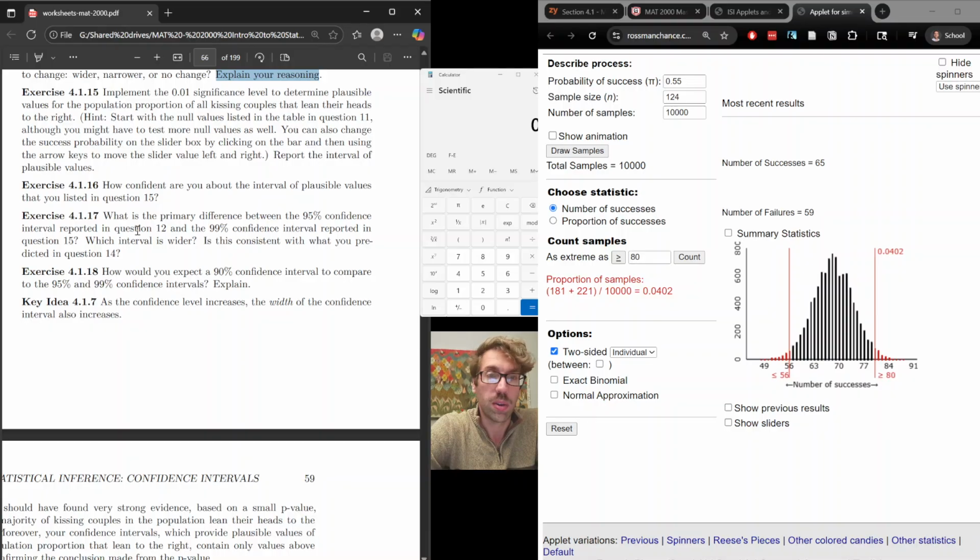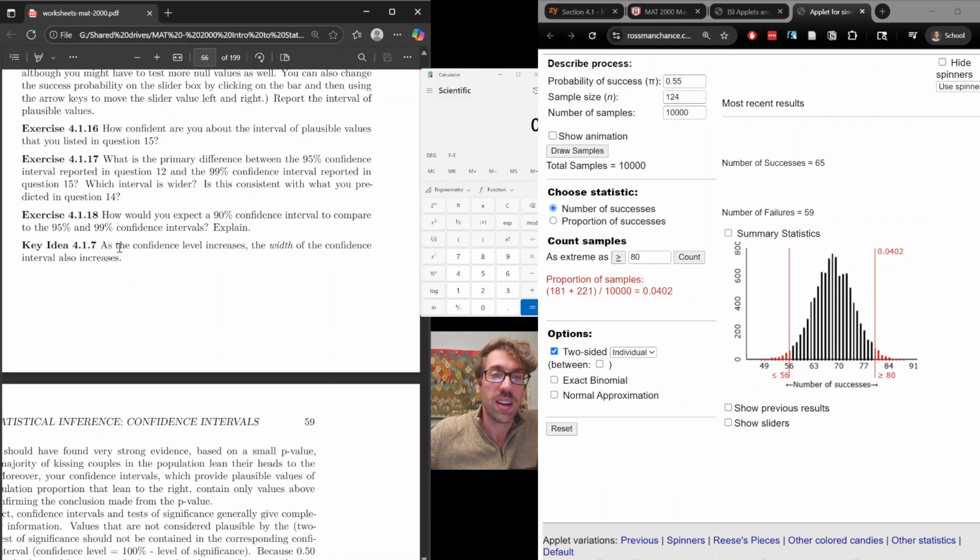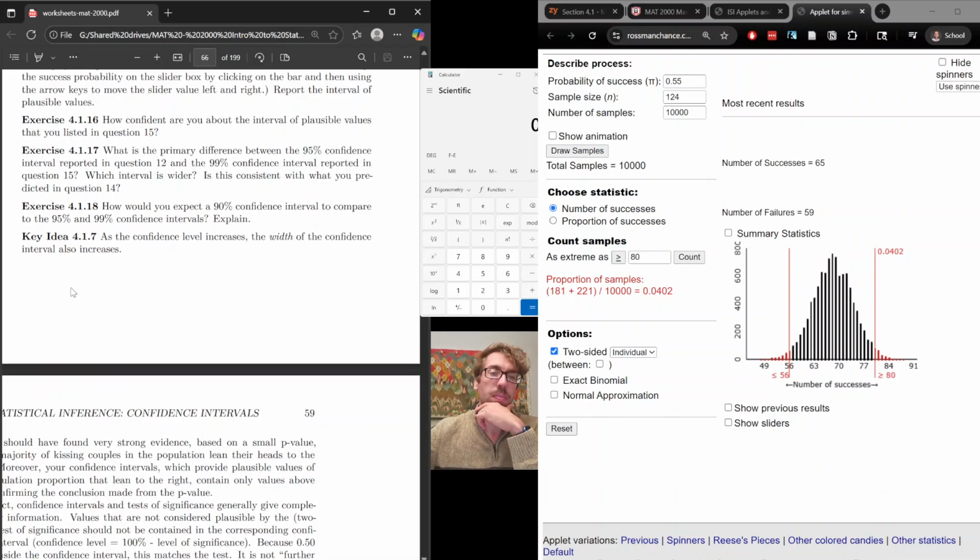Explain. Okay, so your explanation should match the key idea: as the confidence level increases, the width of the confidence interval also increases. So when I want to be 99% confident, I have to have a really wide area to have 99% confidence in here. But if I only need to be 90% confident, I can have a smaller interval because I'm 90% confident in here.